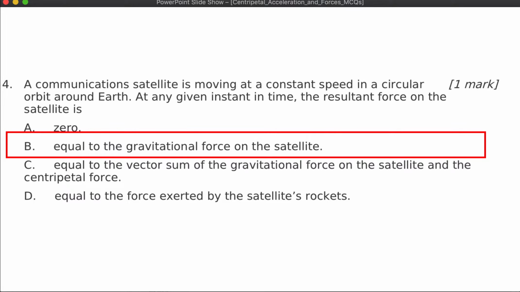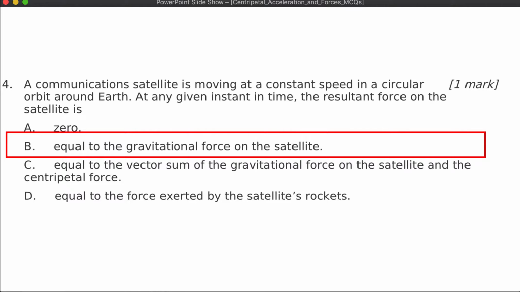C is a bit of a confusing one, and again, this is where we have to remind ourselves of what actually the centripetal force is. The centripetal force is the vector sum of all of the forces acting on the satellite. Therefore, it's kind of wrong physics to add the centripetal force to the gravitational force, because the centripetal force is provided by the gravitational force. In other words, it is equal to that.